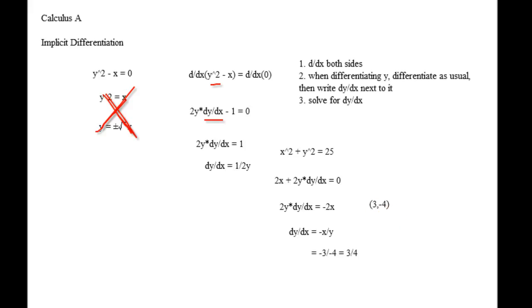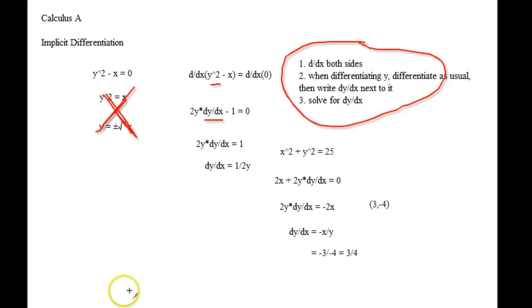Now, are you going to face a lot more difficult stuff than this? Yeah, there's going to be some tough stuff. But if you do these steps right up here, if you differentiate with respect to x on both sides, and when differentiating y, differentiate as usual, then write dy dx next to it, and then solve for dy dx, you should be good. Okay, now what if you have like two terms?